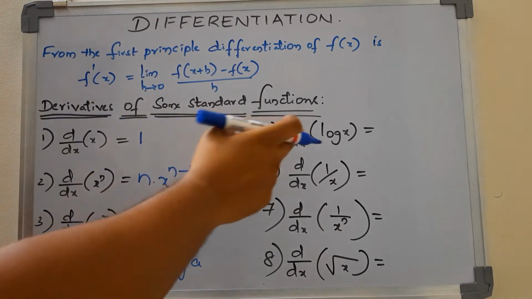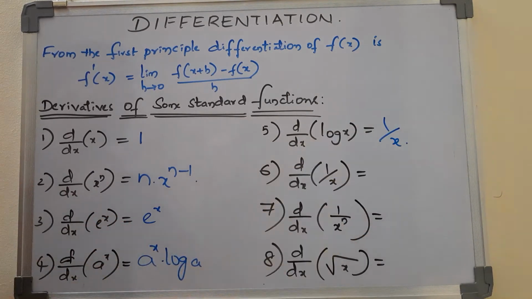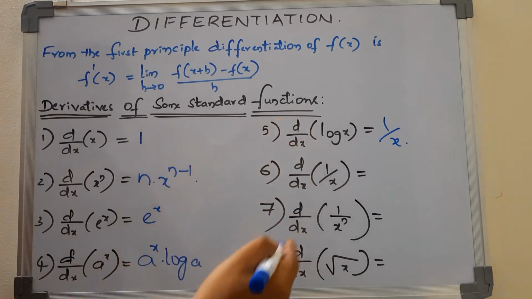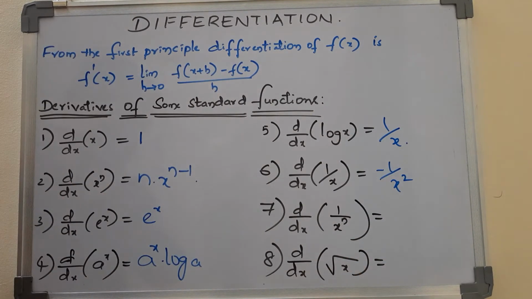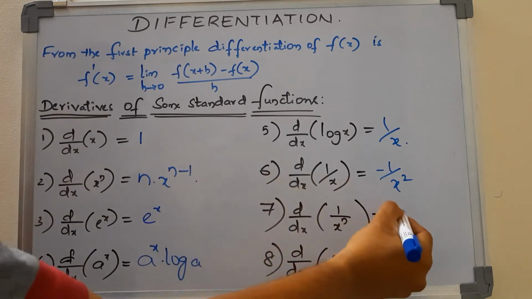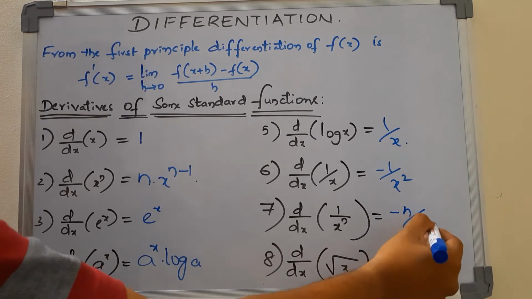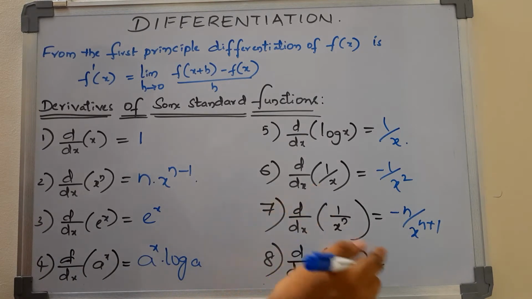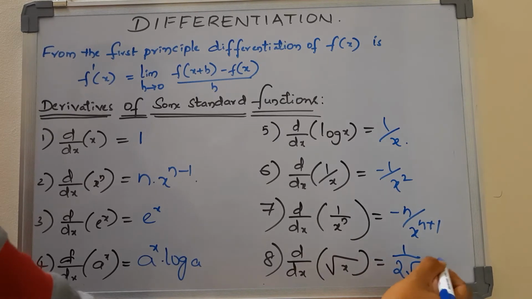Okay. Next, d by dx of log x. The derivative of log x is 1 by x. And d by dx of 1 by x can be written as minus 1 by x square. Okay. Next, d by dx of 1 by x to the power of n, that is minus n by x to the power of n plus 1. d by dx of root x can be written as 1 by 2 root x.